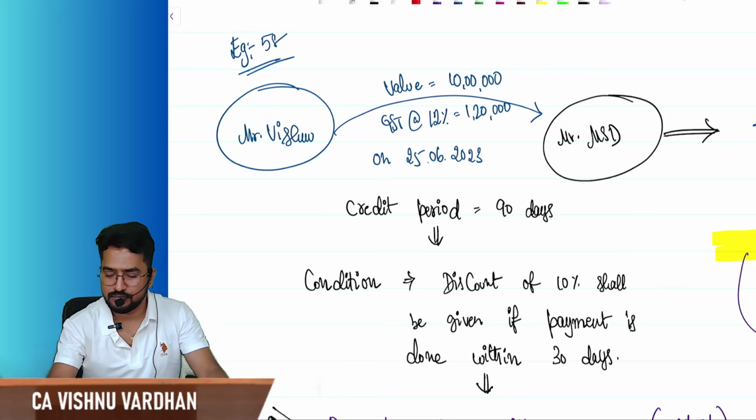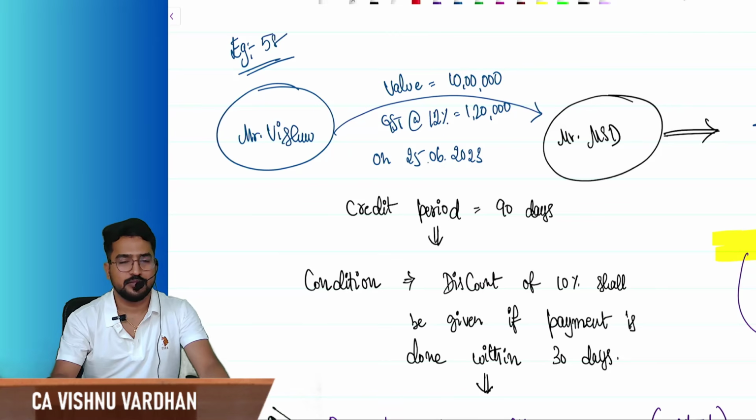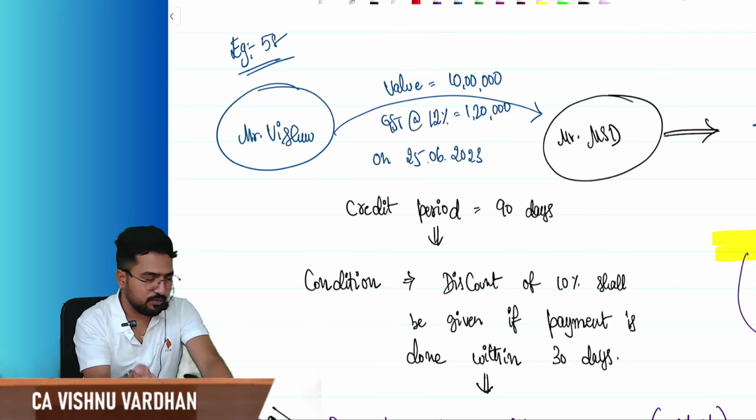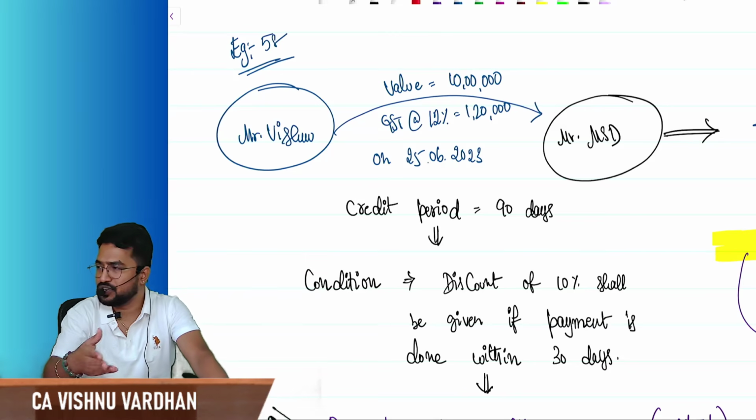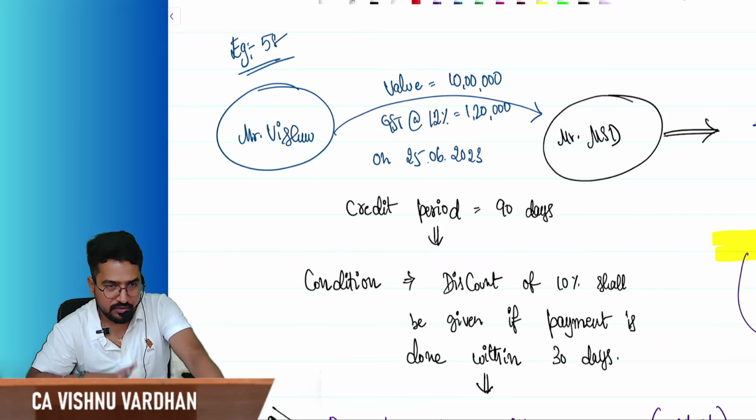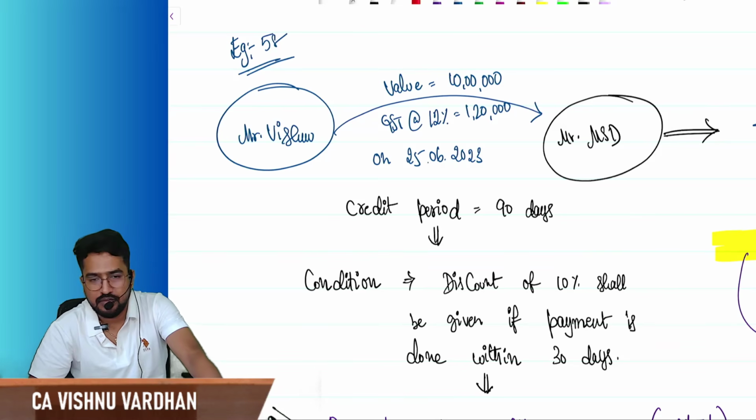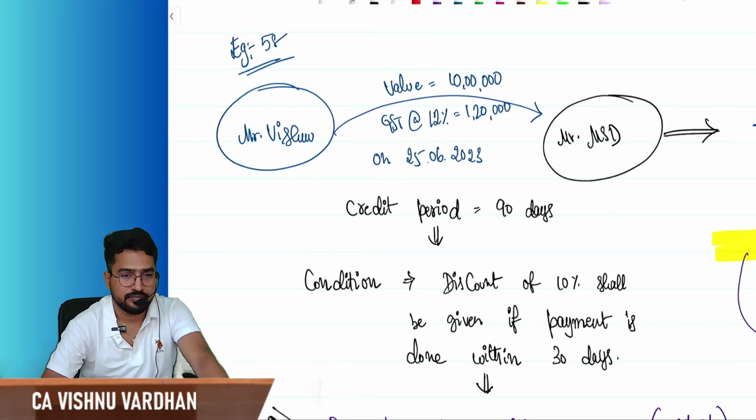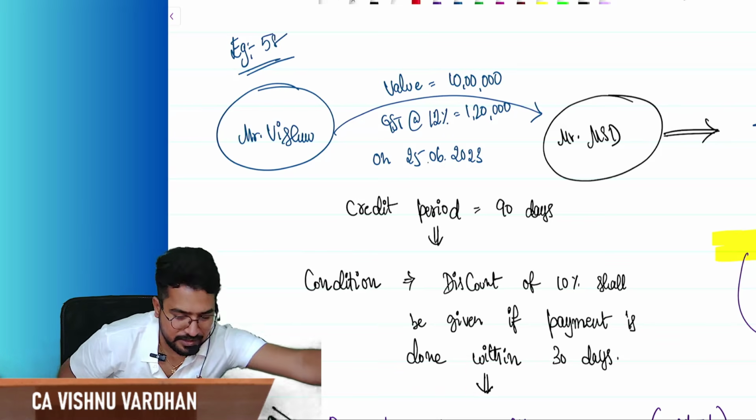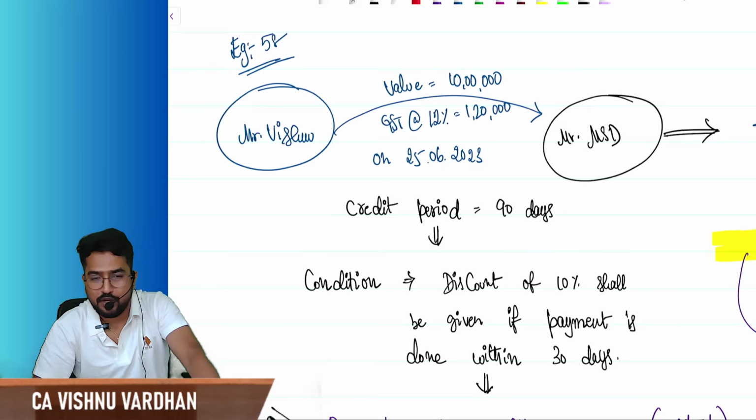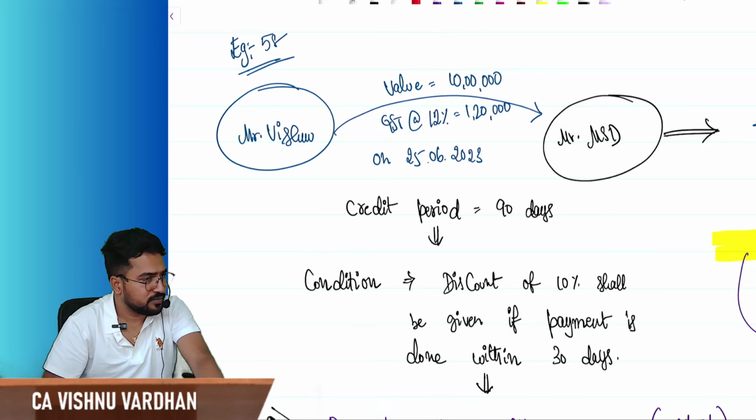What is the condition? In the invoice. After the supply is done, for example, imagine I am selling some goods to Mr. MSD on 25th June. Be careful with the wordings, dates, everything. 25th June 2023. Now, credit period is 90 days. Okay. Now, I made a supply on 25th June 2023.